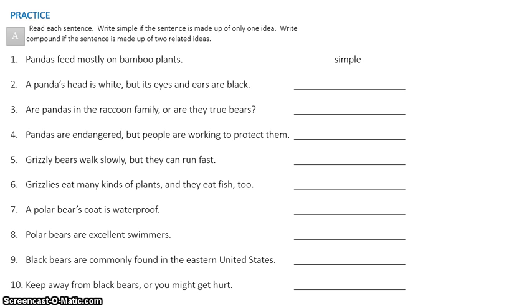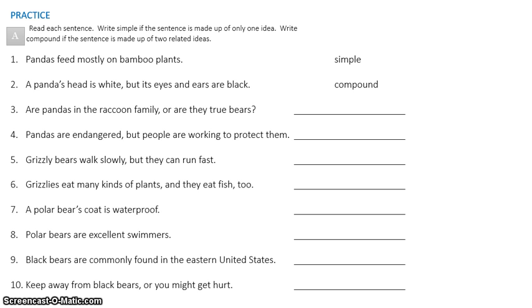Let's look at number 2. A panda's head is white, comma, but its eyes and ears are black. They've taken two sentences, put them together using a coordinating conjunction but, and put a comma before it. So we know that is going to be a compound sentence. I want you to go ahead and do 3 through 10 by yourself. And then when you are finished with them, you can come back to the video and we're going to check to see if your answers are correct. Now, remember, you've got to come back and check your answers because there may be another special thing I want you to do to your paper with your red colored pencil. So come back when you're ready.